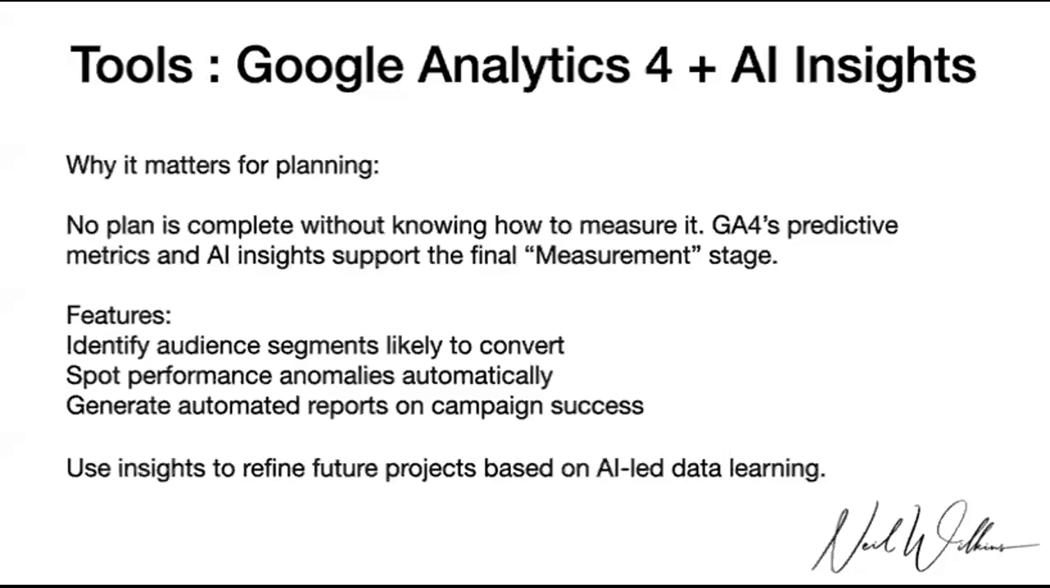And of course, Google has a suite of products within Google Analytics that will enable that, or you bring out a report into the data analyst tool in ChatGPT, for example, and then you can identify audience segments most likely to convert. You can spot performance anomalies automatically. You can generate automated reports on the campaign success or otherwise. It's all about turning information into intelligence, supporting with AI the measurement stage of your project so that you can continuously learn with honest, evidence-based insight.